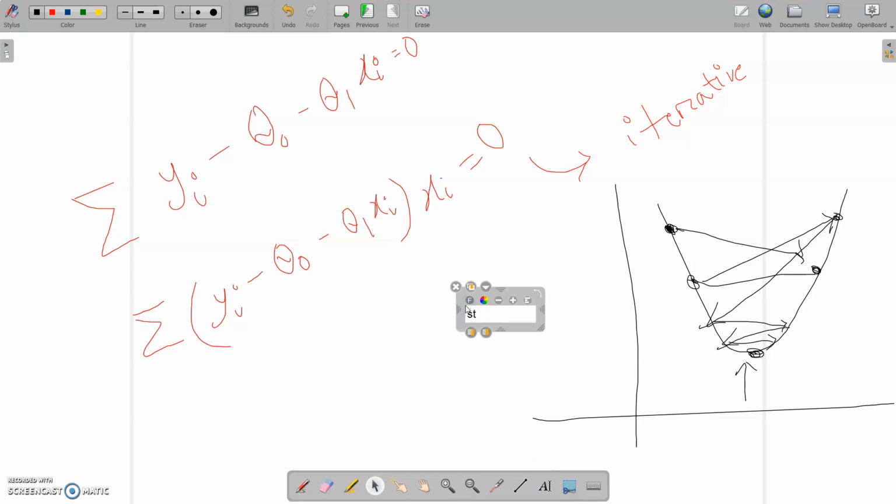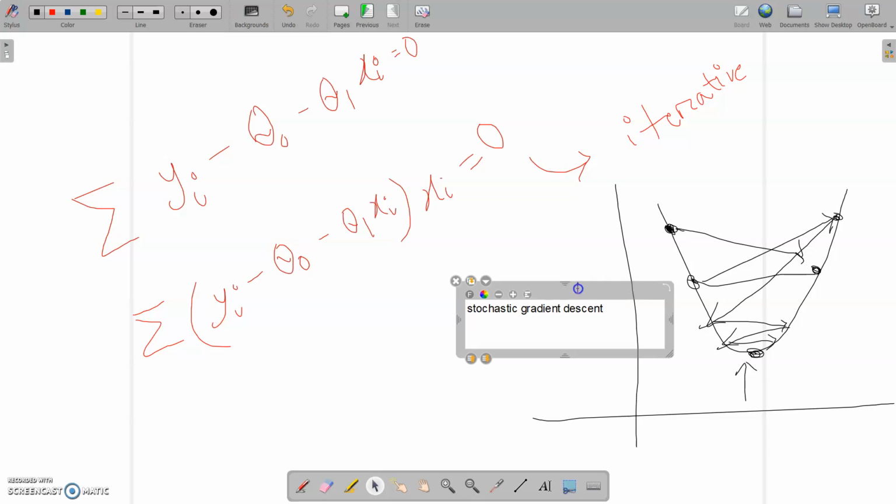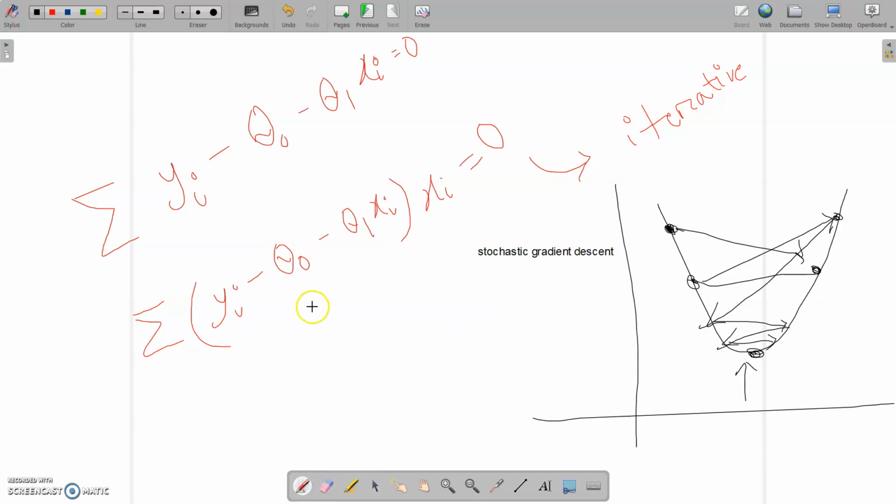Stochastic gradient descent is one popular method to optimize this kind of function, and it is one of the most popular ones. There are other methods, for example BFGS. The name comes from the authors who published the article. Another one is the Adam optimizer. There are many optimization algorithms to find the minima, the global minima or global optima.